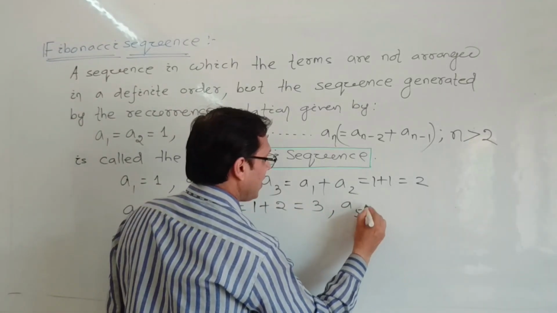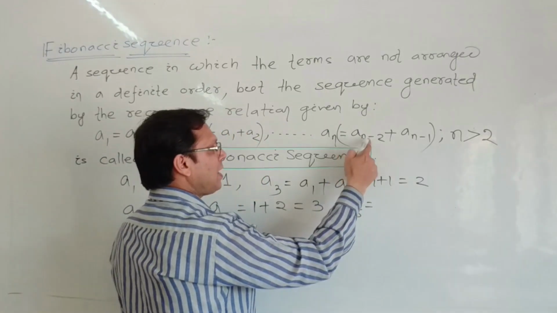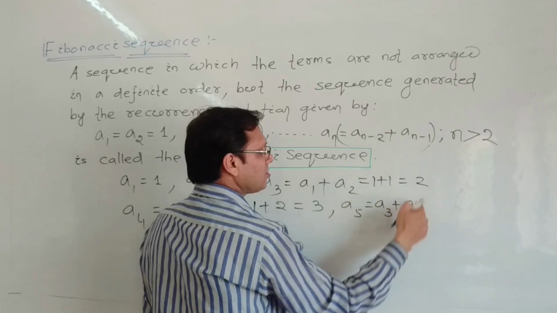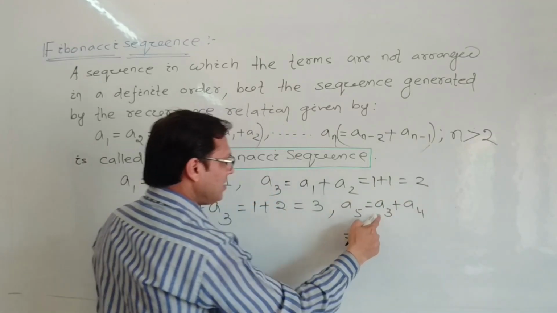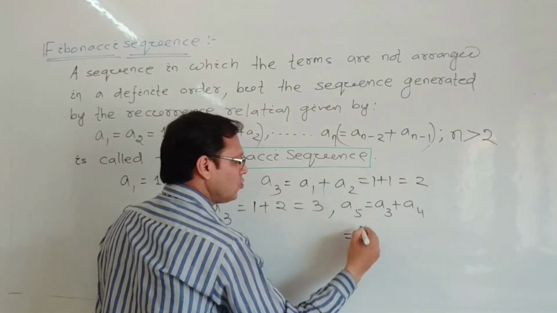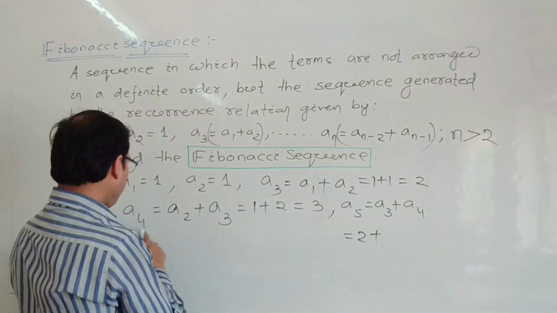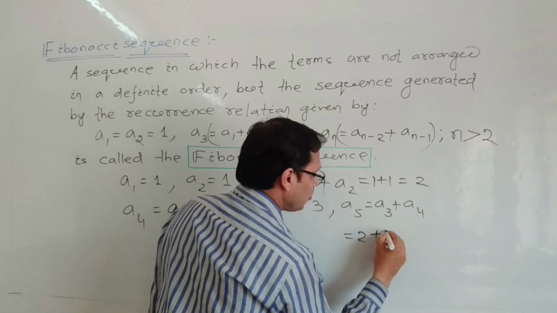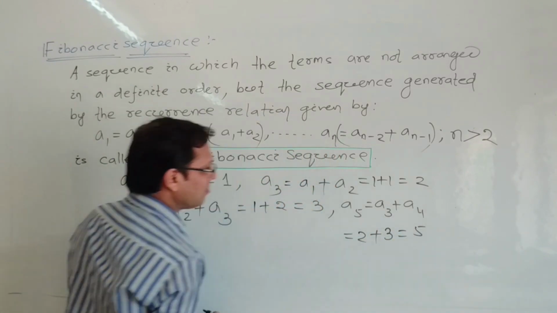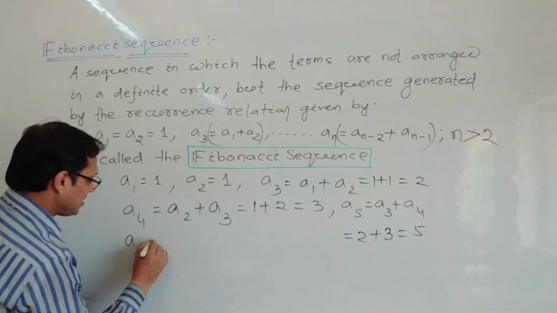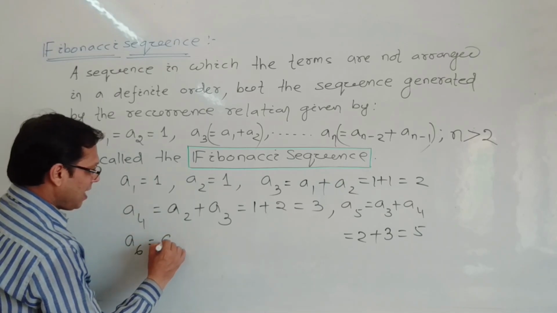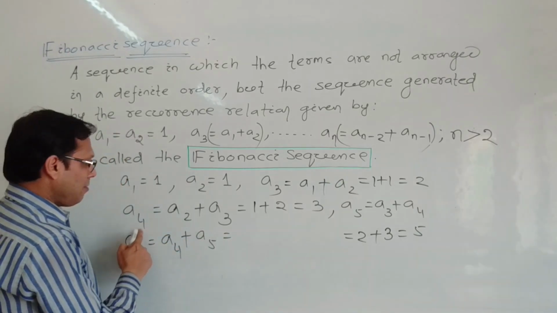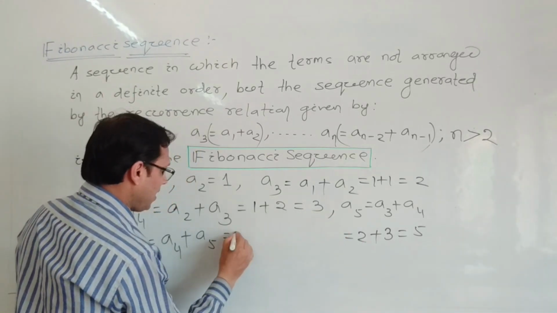Likewise, you can find a5. a5 is 5 minus 2, that is a3, plus 5 minus 1, that is a4. a3 is 2, plus a4, and a4 is 3. So 2 plus 3 is equal to 5. You can find a6. a6 is a4 plus a5, that is a4 is equal to 3 plus 5.